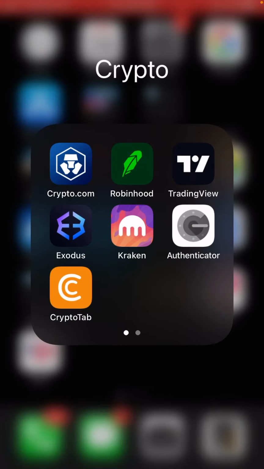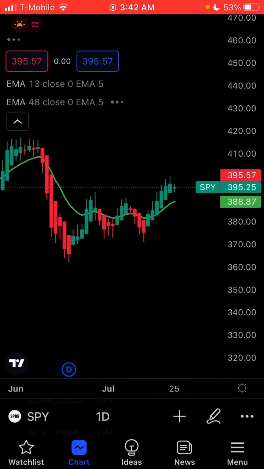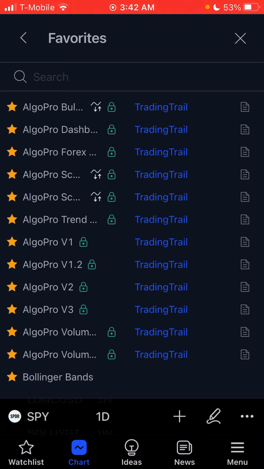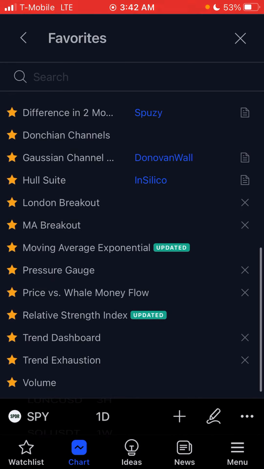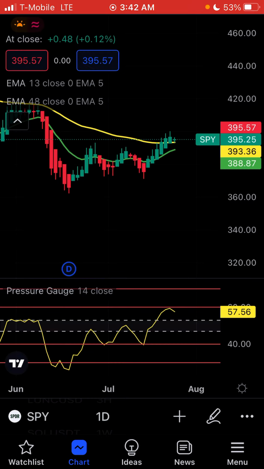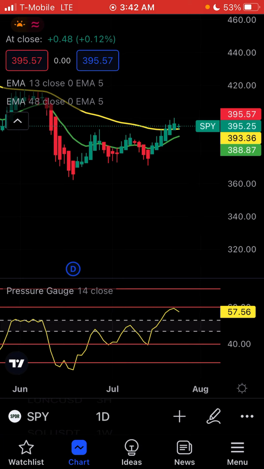So today I'm going to be looking at another method. Yesterday I talked about the pressure gauge, which was this one, and this one's by Trade Confident. This one works really well. I recommend doing this one first.